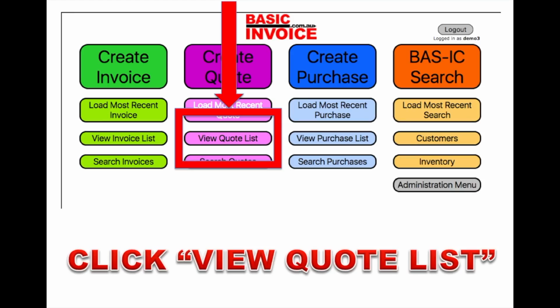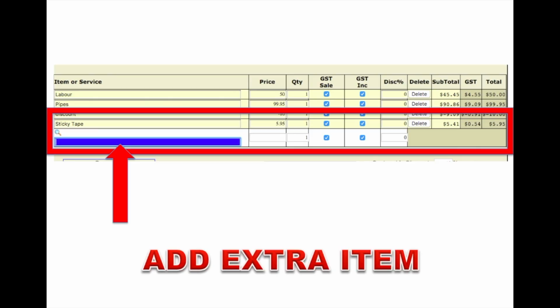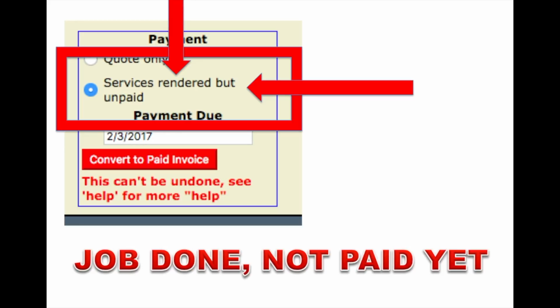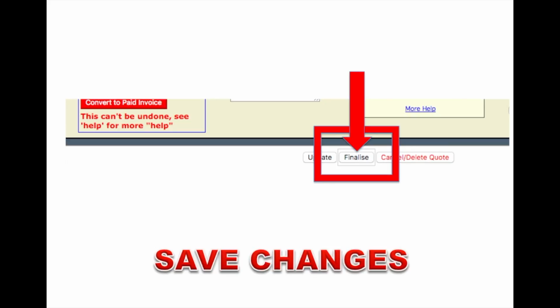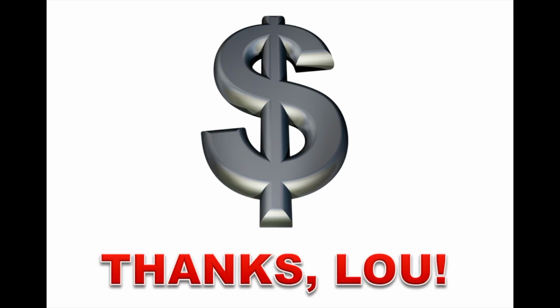Again, I clicked View Quote List, found Lou, and simply typed in the extra cost under the last item. Don't forget services rendered but unpaid, and payment due date. And then hitting Finalise, we're done. Let's skip forward a bit, and finally Lou's found it in his heart to pay us for the work that we did. Good on you, Lou.